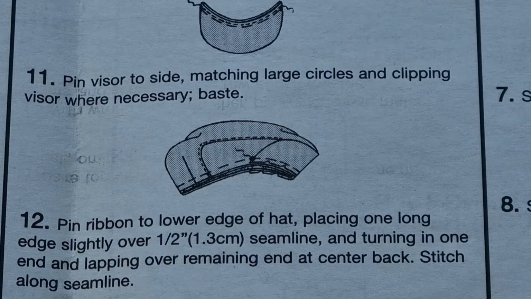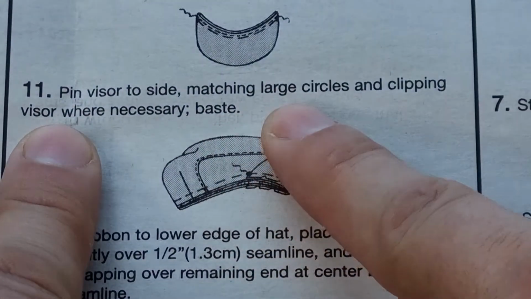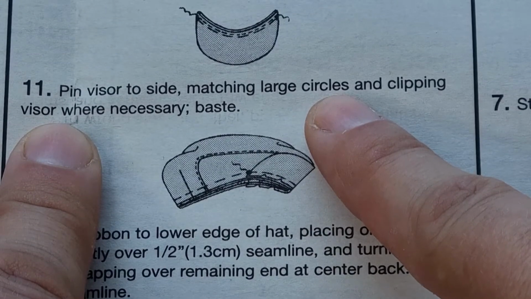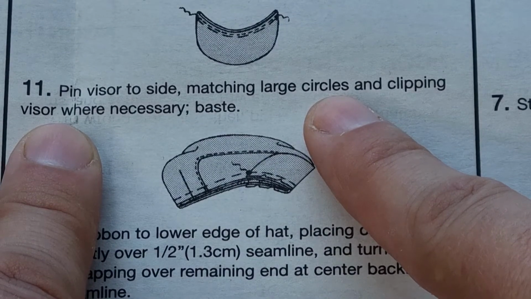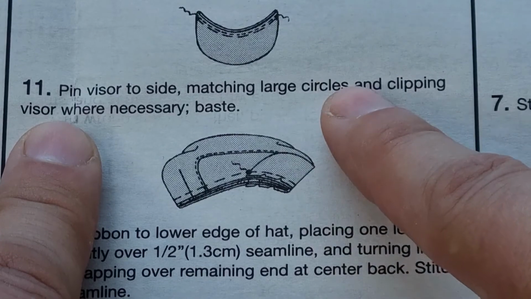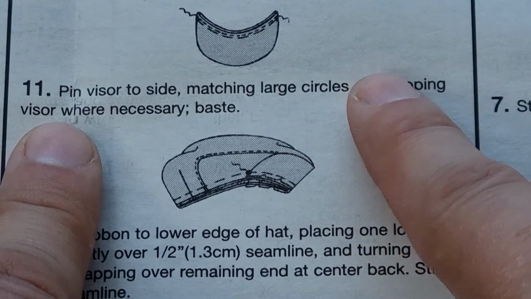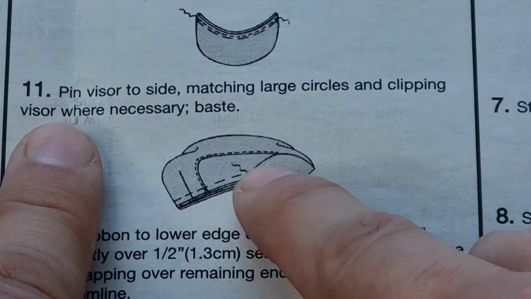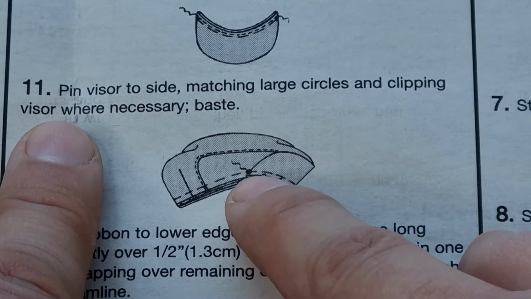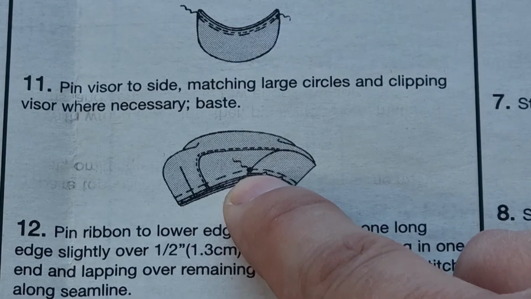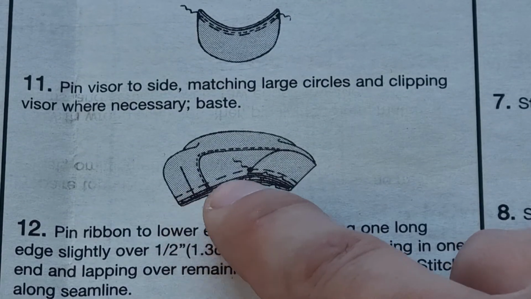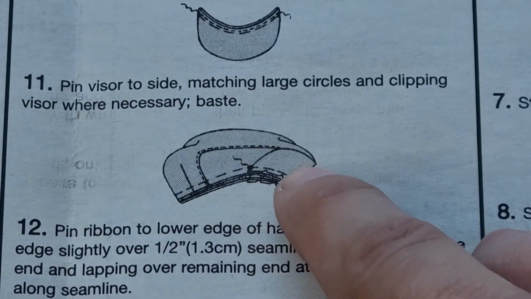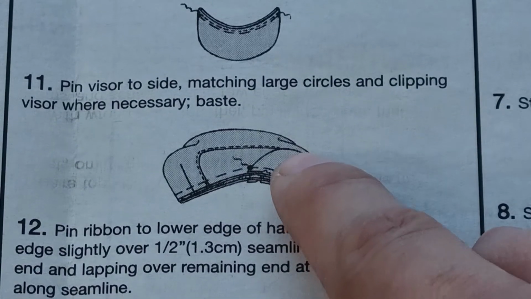So for example, this is the flat cap pattern that I made. And this instruction here, pin visor to side, matching large circles and clipping visor when necessary based, isn't particularly helpful until you look at the picture and you can see that this bit here is the visor, that dot is the large circle, and it's telling you to baste all around the outside, but the visor is pushed up against the top of the cap.